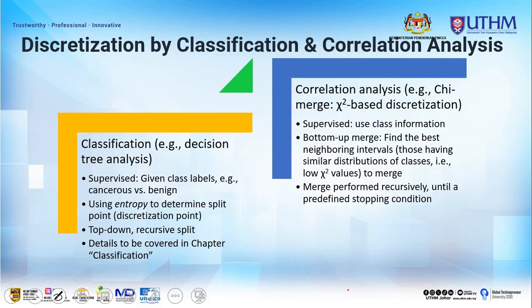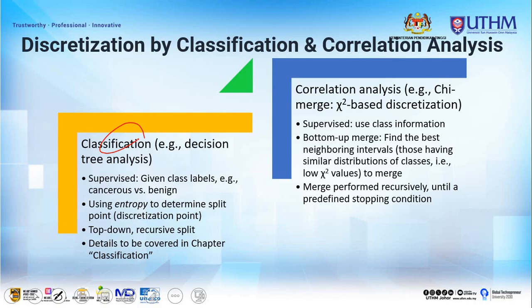Discretization by classification and correlation. This one is based on supervised learning. The previous one is unsupervised, and this one is more towards supervised learning. So discretization by classification, the first one is decision tree analysis, a common method used for this purpose.